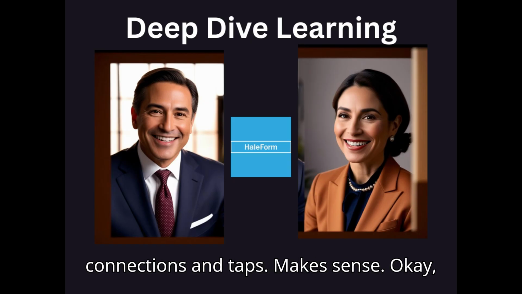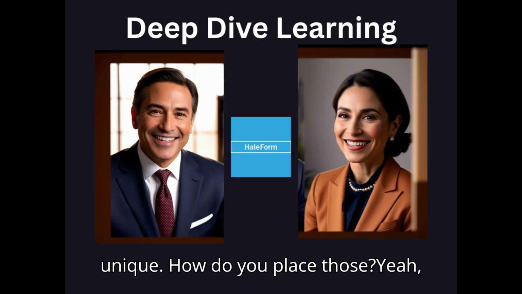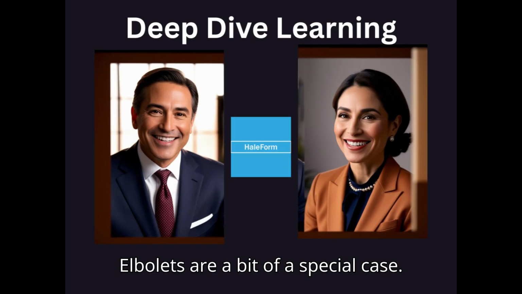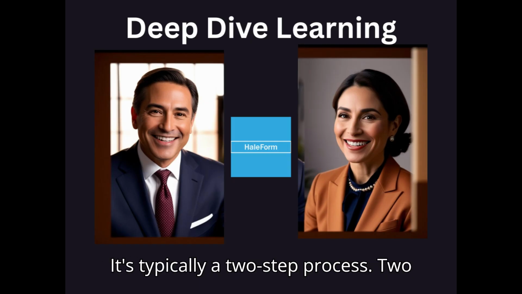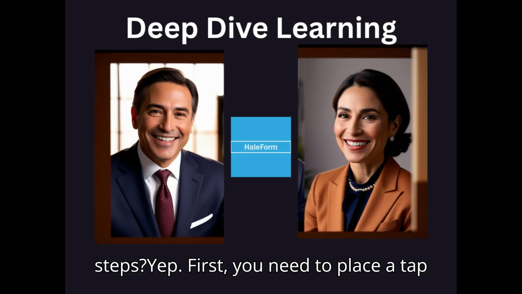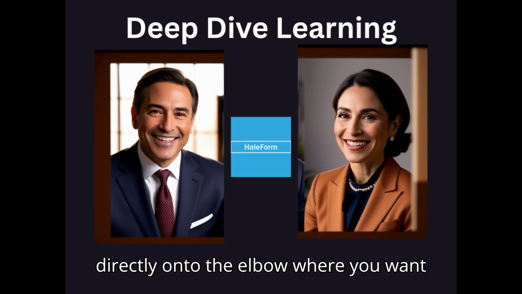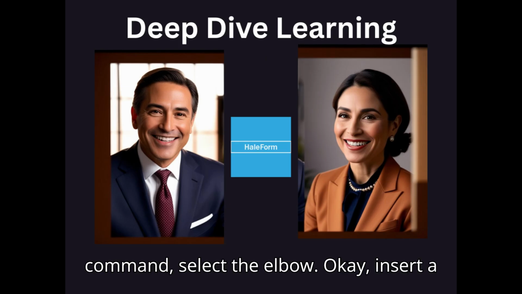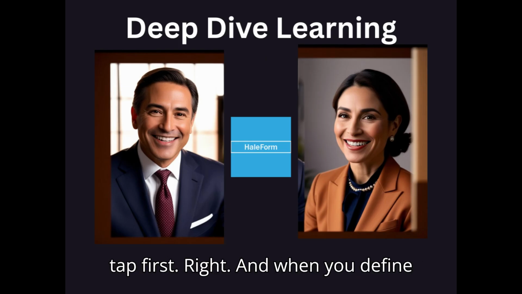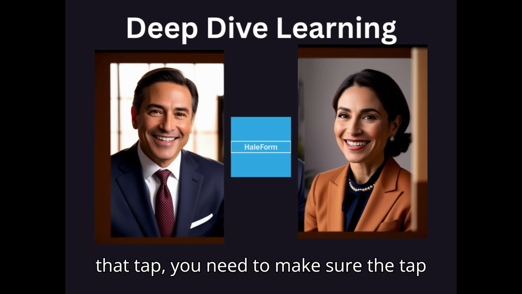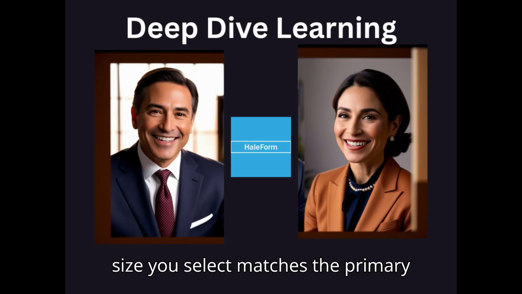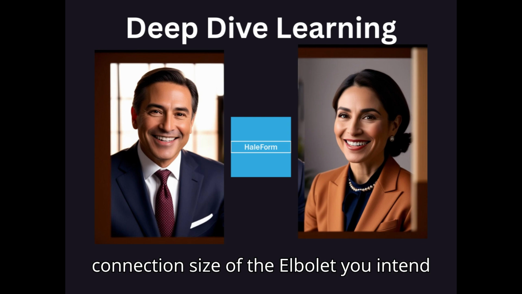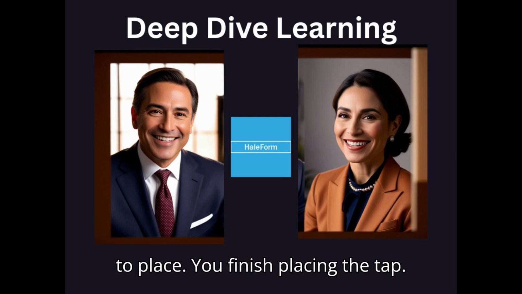Makes sense. Okay, what about elbowlets? They seem a bit unique. How do you place those? Yeah, elbowlets are a bit of a special case. It's typically a two-step process. Two steps? Yep. First, you need to place a tap directly onto the elbow where you want the elbolet. So you use the Insert Tap command, select the elbow. Okay, insert a tap first. Right. And when you define that tap, you need to make sure the tap size you select matches the primary connection size of the elbolet you intend to place. You finish placing the tap.